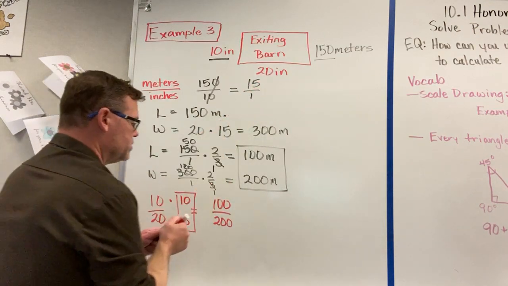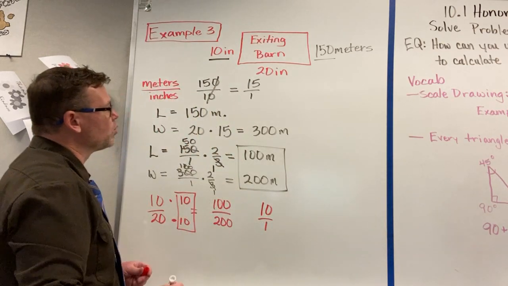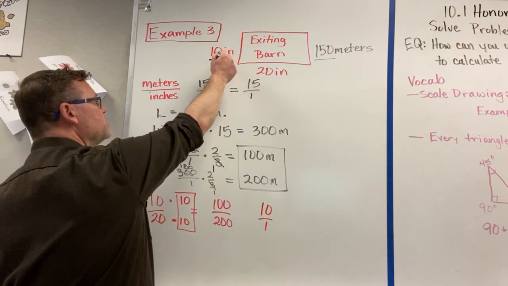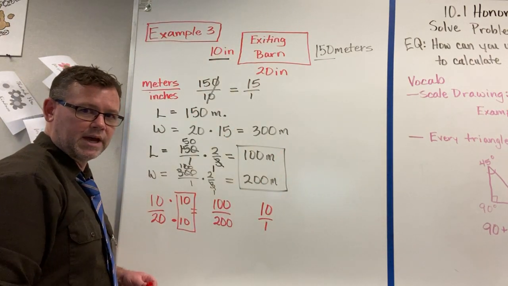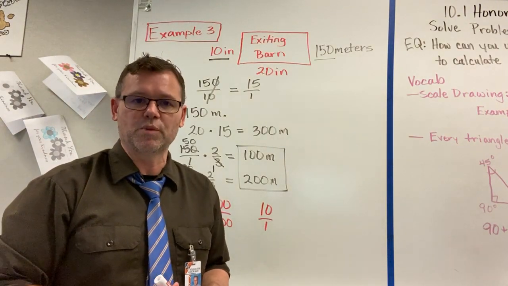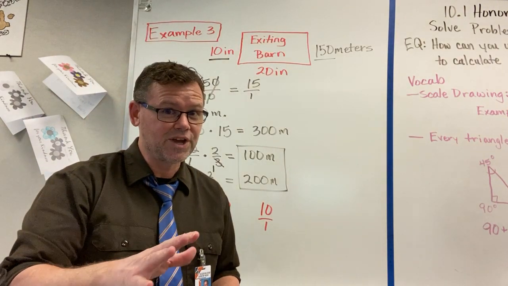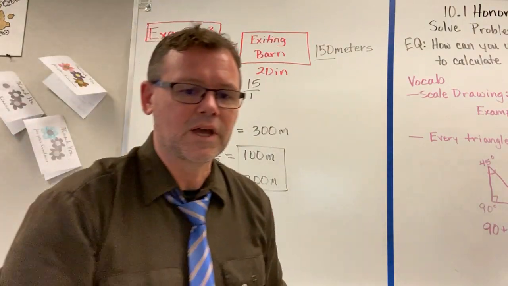Now it becomes 10 to 1. So in other words, for every inch, there is 10 meters. Okay, guys? And then they could use the same blueprints to build the same barn, just smaller. A little bit hard to understand, so like I said, if you have a hard time, ask me questions. Okay, let's go to the next one.